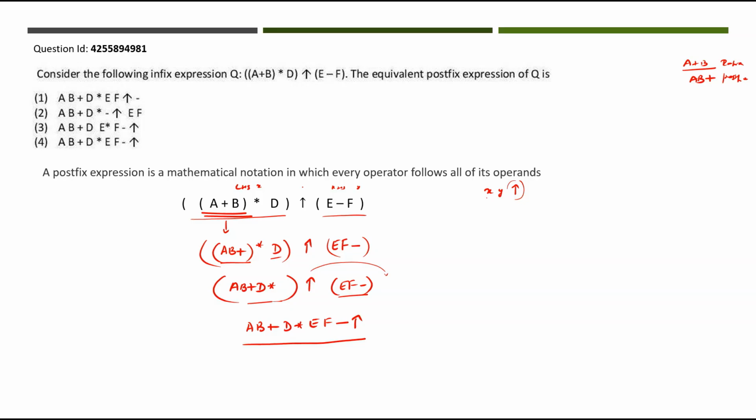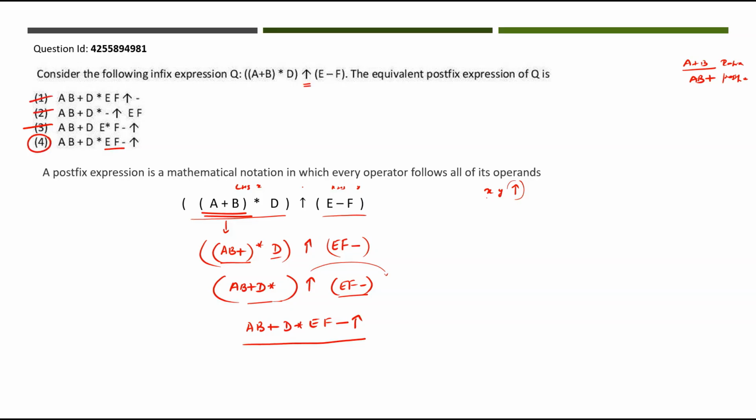Now we will see which option is right here. We have A, B plus, this is fine in all the four options. Then we have D star. D star is not available in 3, so we will rule out 3. After D star we have EF minus. EF minus is available only in this particular option. So we are going with option number 4 as the right answer.